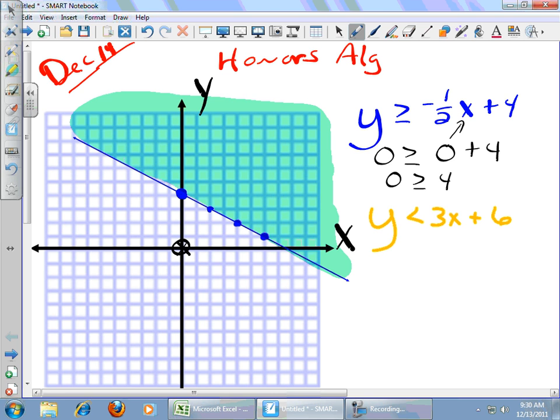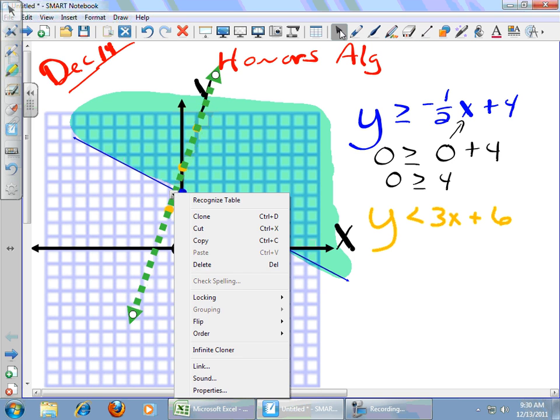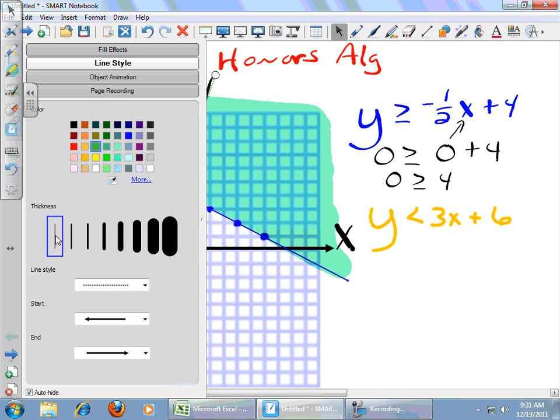I'm in slope-intercept form. I go up 1, 2, 3, 4, 5, 6. There is my y-intercept. My slope is 3 over 1, so I rise 3, run 1. Running out of room, so I'll go down 3, run 1. I know that I need a broken line here. So I'll take my broken line like this, and change its thickness and color. Properties. I'll make it a nice dark yellow.